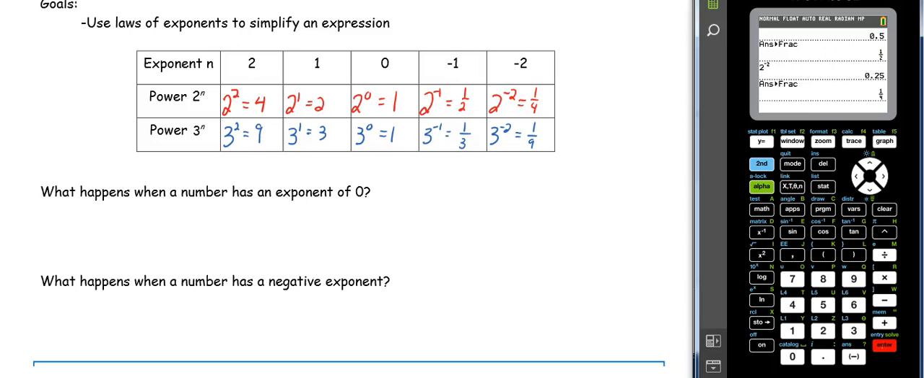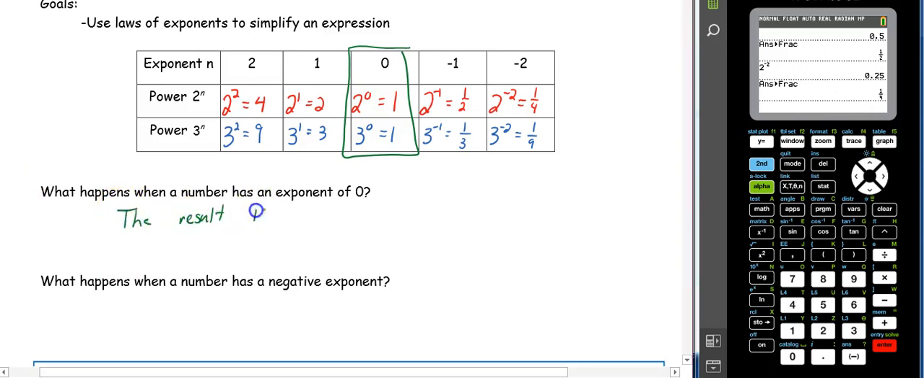So what happens when a number has an exponent of 0? Notice that we have 2 examples of when we have an exponent of 0. We have 2 to the 0 power and 3 to the 0 power. Both answers result in 1. So when we have a number to the 0 exponent, the result is 1. And there are going to be special cases that we'll talk about in a couple seconds.